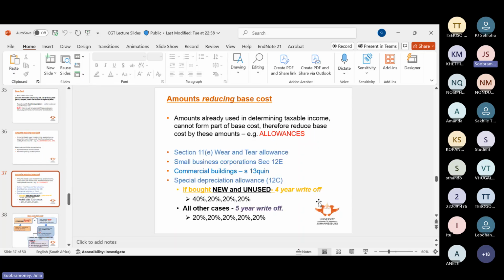This slide was just put here so that you remember what allowances you have studied: section 11E, 12E, 12C, and then we did buildings. Only one building is not included here, which is the factory building, the manufacturing buildings. But these are the allowances you can claim.